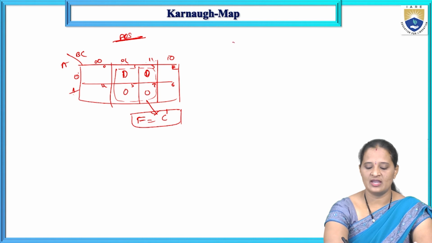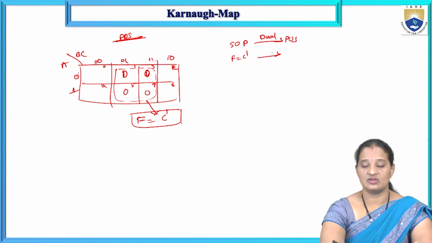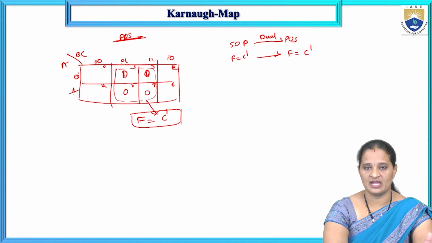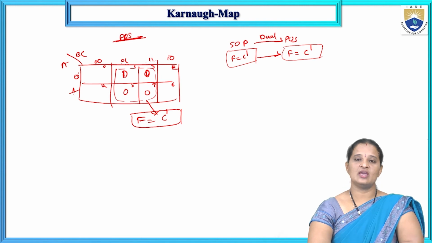As I told you, SOP is the dual of POS. What was the expression that I got? F is equal to C complement in SOP, and POS is also C complement. When we are getting a dual, the variables will not be complemented. Only the operators will be complemented: plus to dot and dot to plus. As we don't have any plus and dot, the function output is simply C complement. So this is how we can simplify Boolean expressions using K-map.